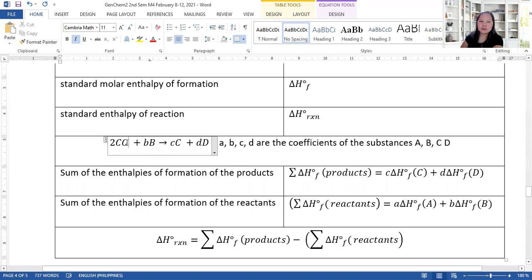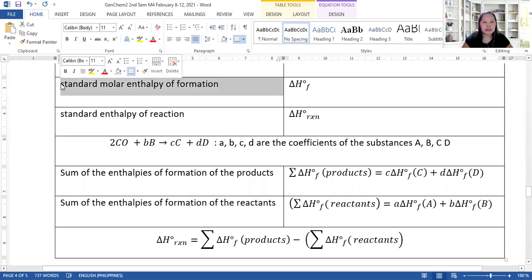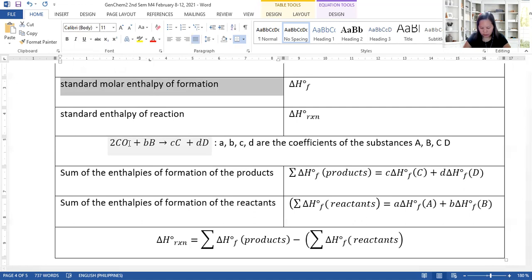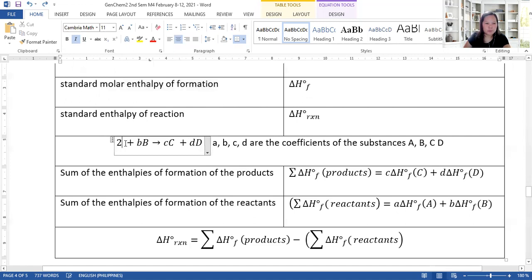So you just have to look at the table of your book on page 65 for the standard molar enthalpy of formation of carbon monoxide. If I look at the table on page 65, you will find that the standard molar enthalpy of formation of carbon monoxide is negative 110.5. We will have an example later, don't worry.